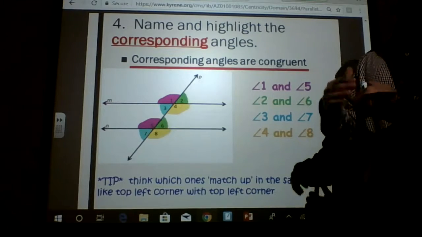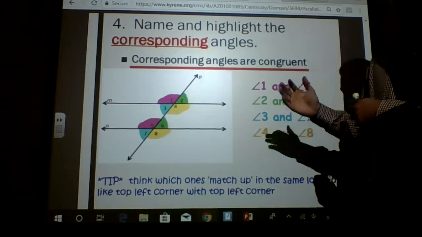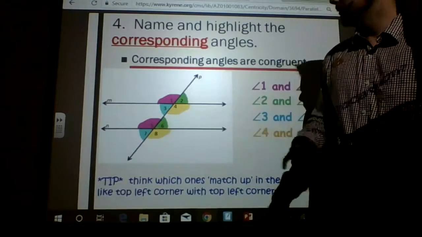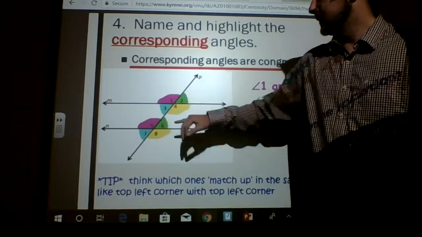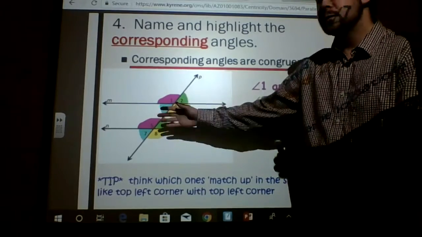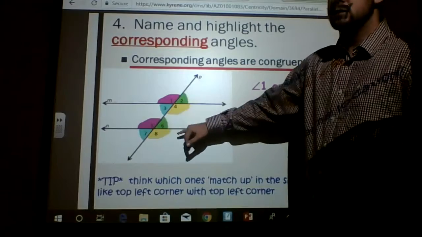They're ones that are either on top of the parallel line or on the bottom of it, and they stay on the same side. So let's look at 2 and 6, for example. Notice they're both to the right of the transversal, and they're both on top of their lines. All right, 4 and 8, they're both to the right of the transversal, but they're below their parallel lines.